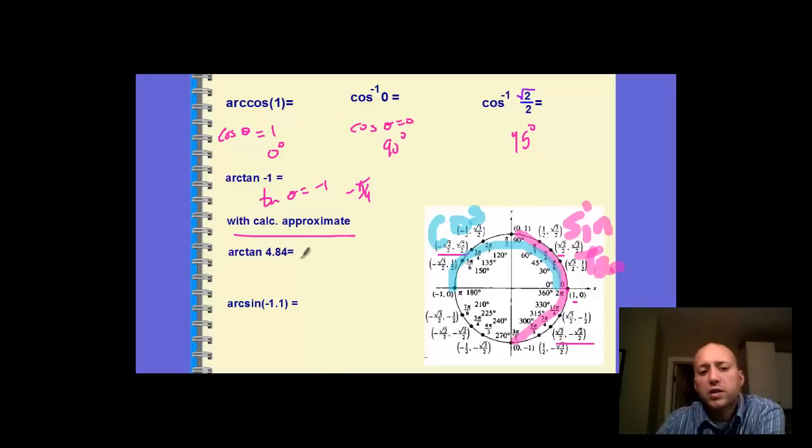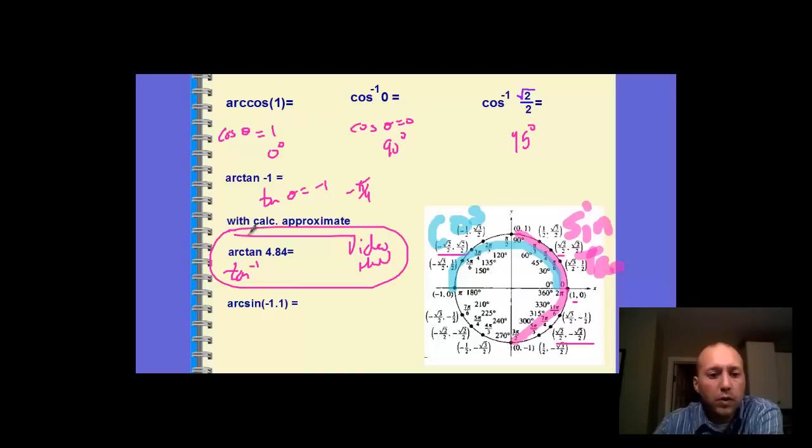So with a calculator, we can also approximate these. Arctan of 4.84. I'm going to let you do this on the calculator. They don't have an arctan key, but they do have the tan to the -1 key. So I want you to evaluate that function for your video homework problem. So it should be a pretty easy one. So video homework problem right here.